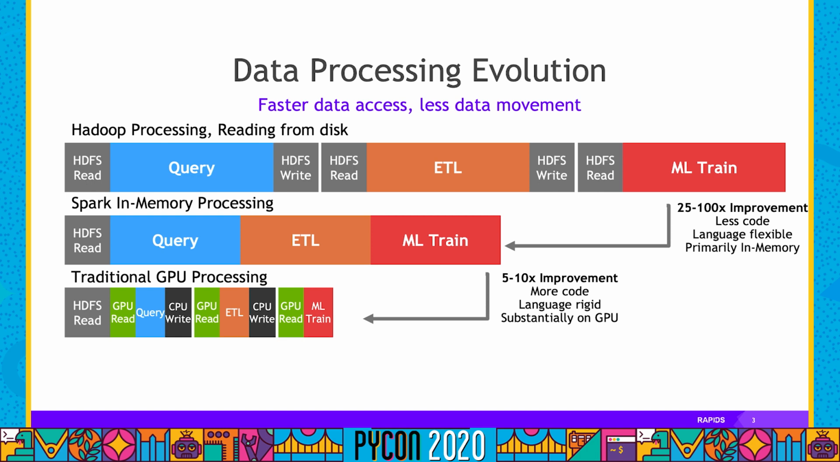Transition that to in-memory processing with something like Spark: 25 to 100x improvement, less code, more flexible language, primarily in memory. Take that and think about a traditional GPU processing workload, where we're still doing that HDFS read at the beginning. Then we're moving that data onto the GPU, doing a query, doing some ETL and feature engineering. We do a CPU write, GPU read, then we do that ETL, CPU write, GPU read, then the ML train. The thing that's common in all of this is there are a lot of reads, a lot of writes, a lot of data movement.